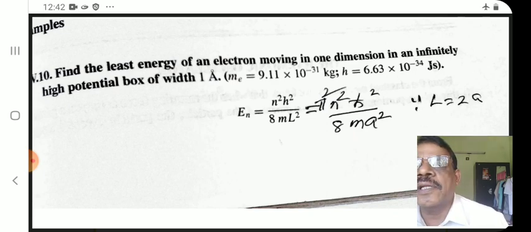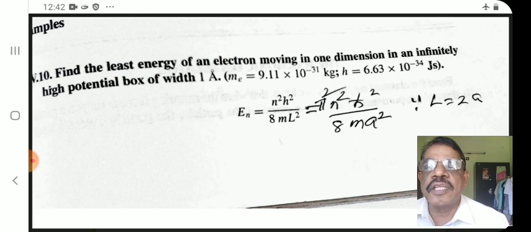Here the particle is an electron, m is 9.11 into 10 raised to minus 31. The exact mass is given. H is also given. And remember, the box can be considered in two ways: that is, 0 to L length, or minus a to plus a length. In that case, L is equal to 2a. If we put the potential barrier as minus a to plus a, the total distance is 2a. Therefore, L can be written as 2a.